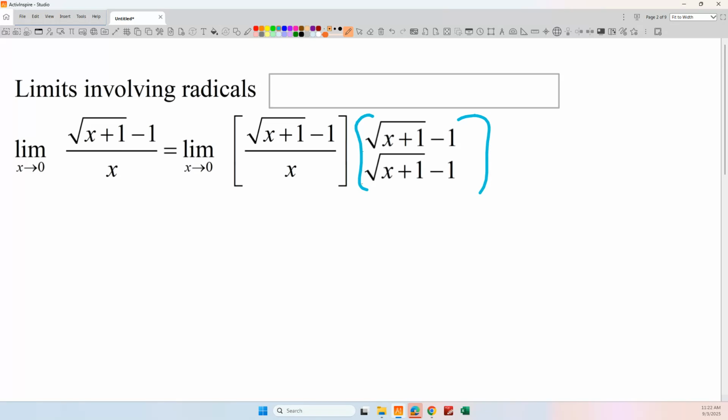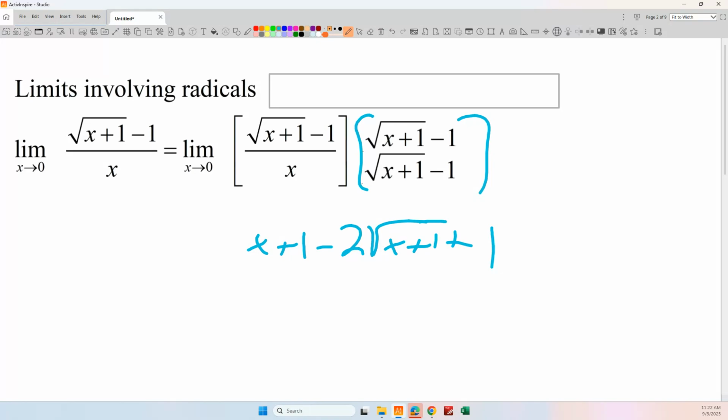Well, on the top, I'm going to get an x plus 1. I'm going to get a minus that radical, another minus that radical, so negative 2 times the square root of x plus 1, plus 1. Right? And if I let x go to 0 there, that whole expression is going to go to 0. Right? I'm going to get 2 minus 2. Still goes to 0, and I've still got that radical there, so it didn't do any good.